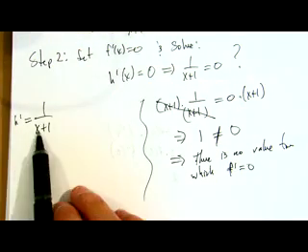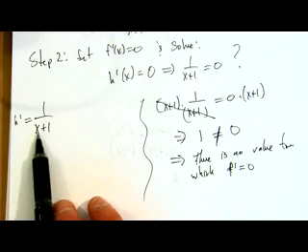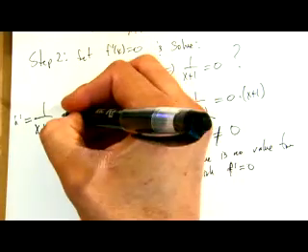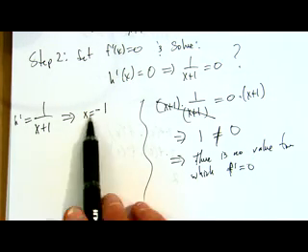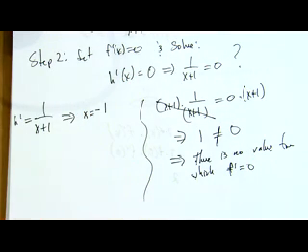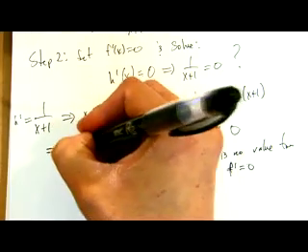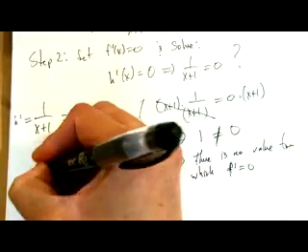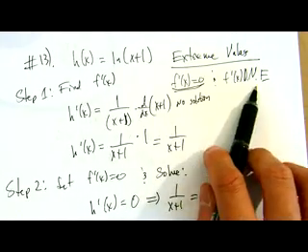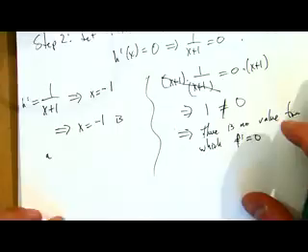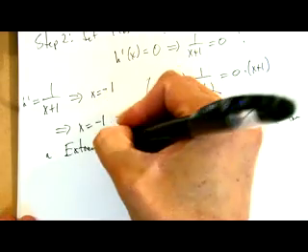So here, what value makes this not exist? What value makes this illegal? And we all know x cannot be negative 1, because if I put negative 1 in here, I get division by 0. So this implies that x equals negative 1 is where f prime does not exist, so it is an extreme value. So x equals negative 1 is an extreme value.